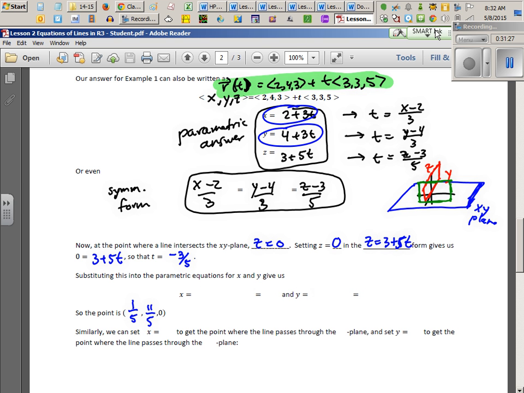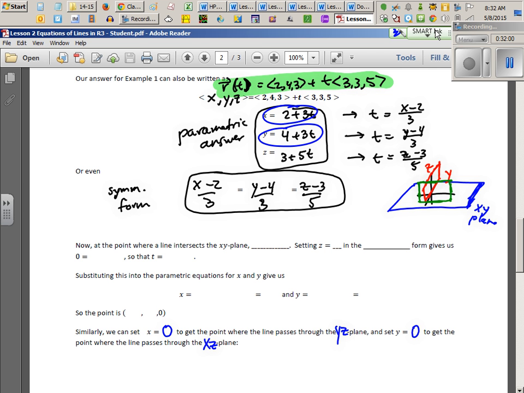Similarly, we can also set x equal to 0 to find where it passes through the yz plane, and you can set y equal to 0 to find where it passes through the xz plane. So I was saying, you've got this blue plane, this green plane, this red plane. The line probably touches all three of them. We've already found where it hits the blue plane. Let's go ahead and find where it hits the other two planes. So we're going to set x equal to 0 to get the point where it passes through the yz plane. We're going to set y equal to 0 to see where it passes through the xz plane.